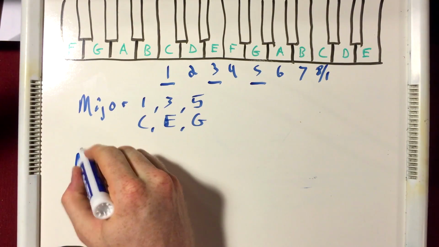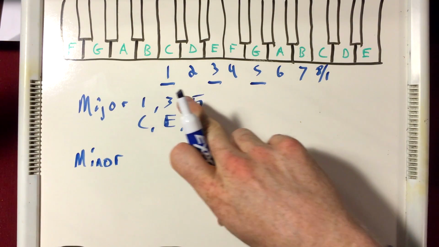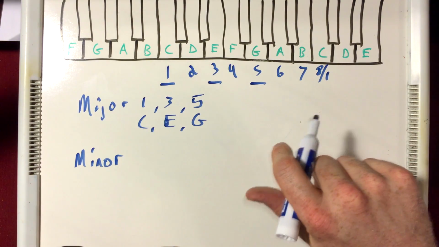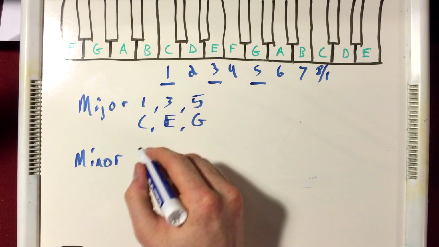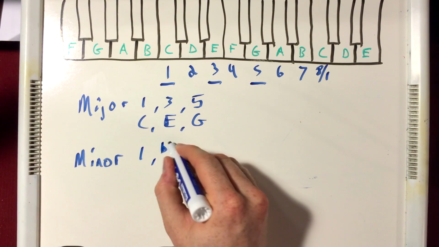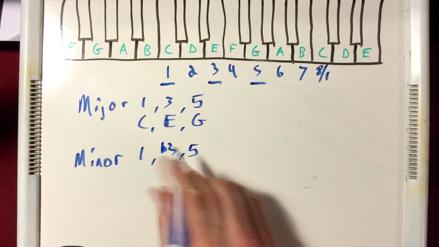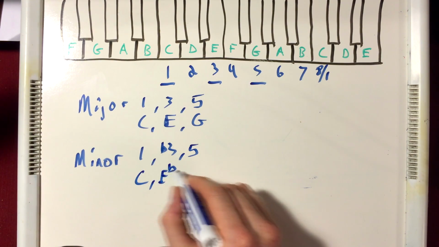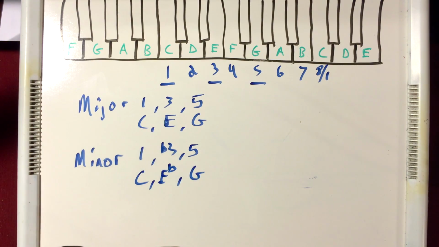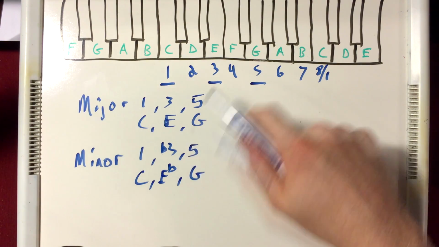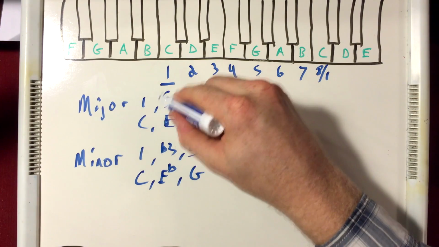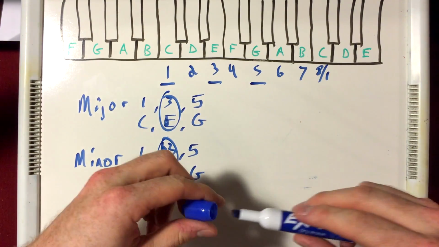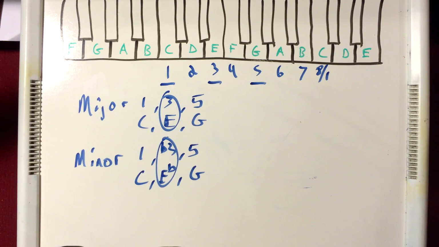Now a minor chord is the same 1, 3, 5, it's just the third is flat. So you have the 1, a flat third, and then a 5. In the case of C, you have C, E flat, and then G. So the only difference between a major and a minor chord is this third right here. It's the only difference between a major and a minor chord. Pretty simple, right? Let's look at another example here.